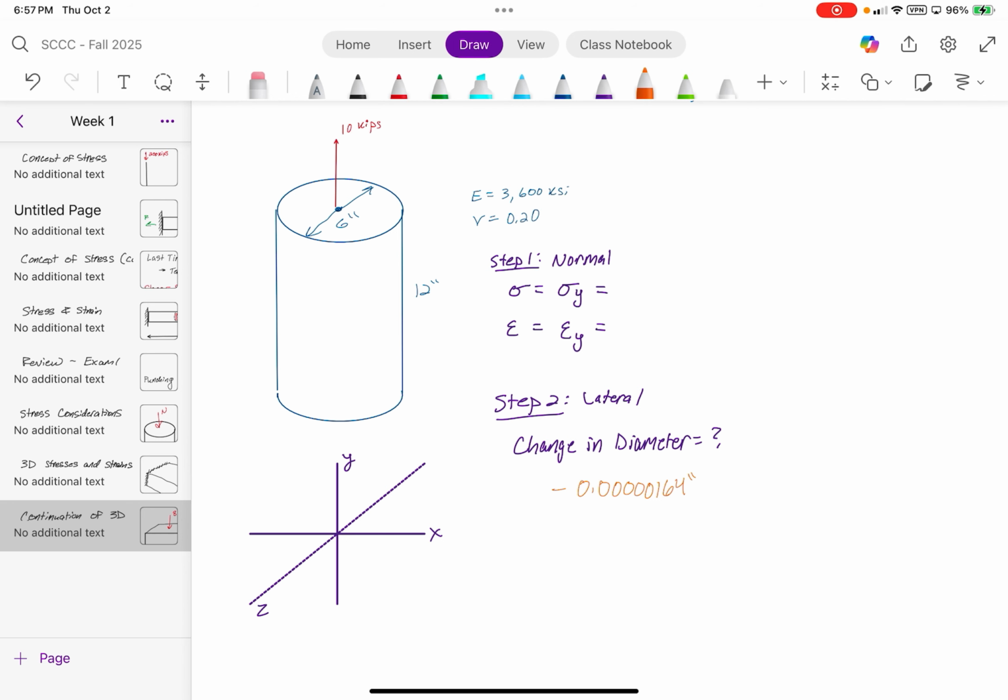All right. Well, in the meantime, while you're crunching those numbers, let's get the normal stress and normal strain. What did you guys get for those? For the stress, I got 28.27 ksi. Who else got that? Don't you do 10 kips over the area? That's the area.